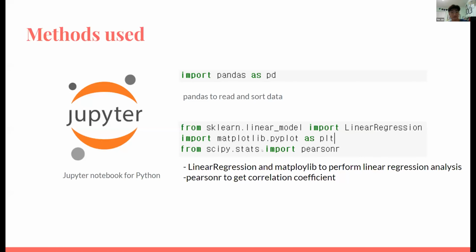And methods used. In order to analyze the question at hand, we used Jupyter for the code. And we also used Python libraries such as matplotlib, which allowed us to perform linear regressions and visualize the data as a whole, pandas to read the data and drop null values, and also SciPy, getting the precise correlation coefficient for the regression graphs.